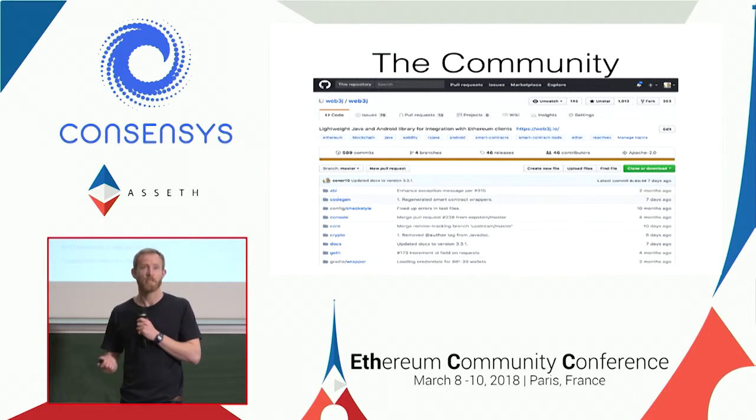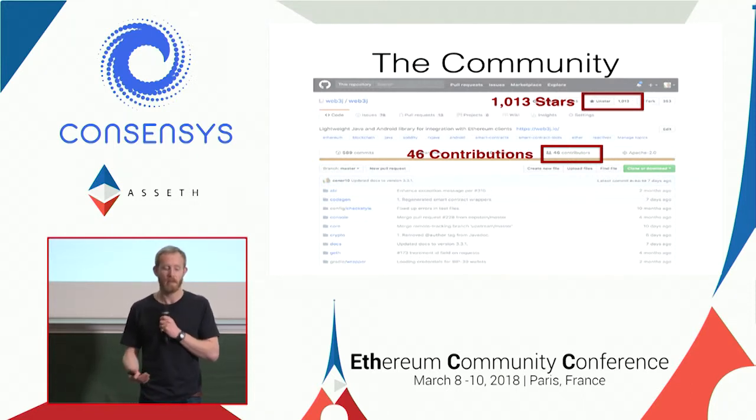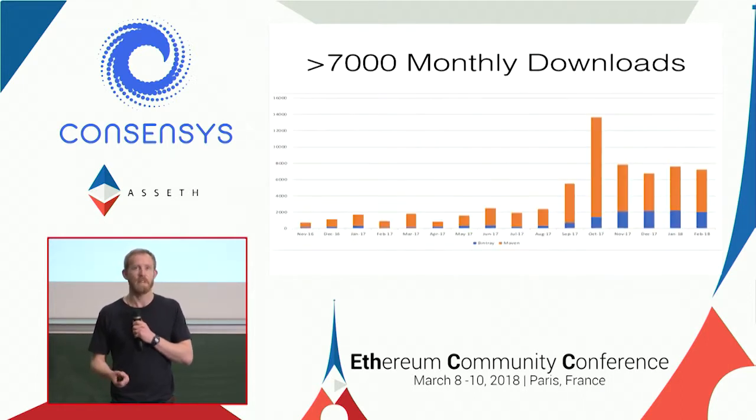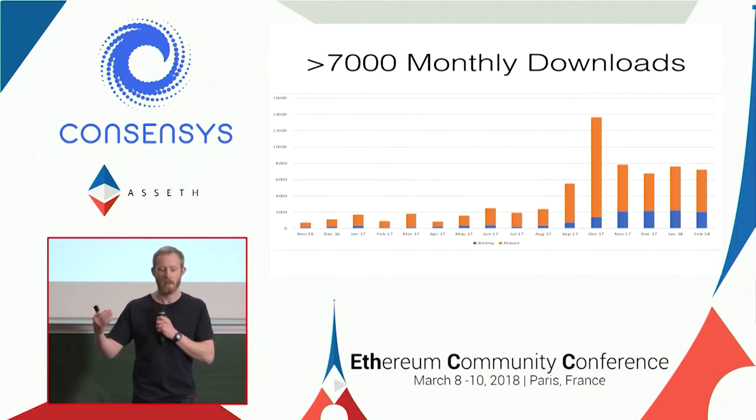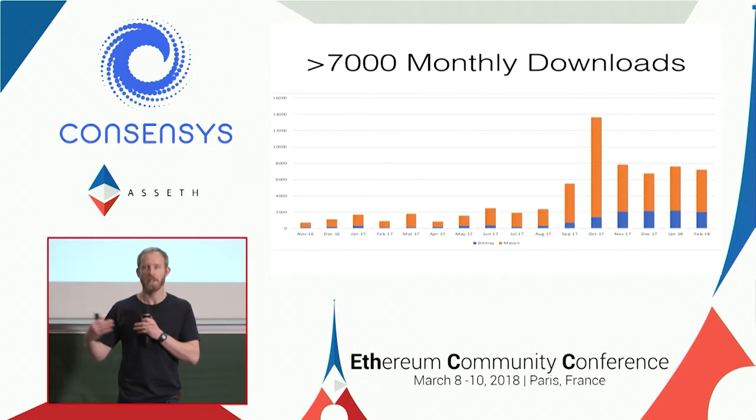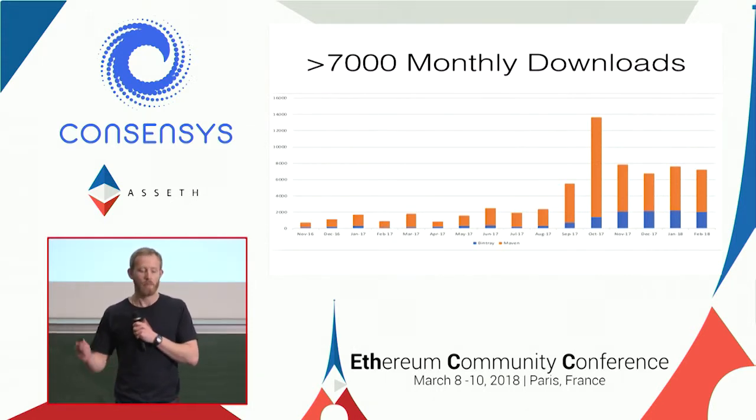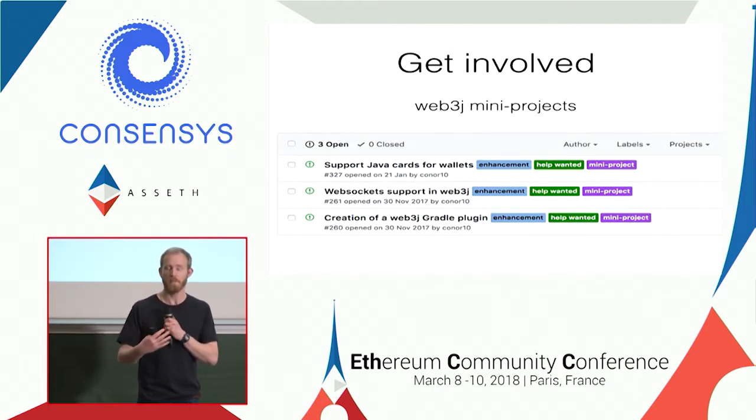In terms of the actual community, the project's 18 months old. I've just surpassed 1,000 stars on GitHub. There's been 46 different contributors to the project as well. It's averaging over 7,000 downloads per month, and these are the core web3j artifacts. If you tally up all of the artifacts, it's a much bigger number, but these are the number of times it's happening.